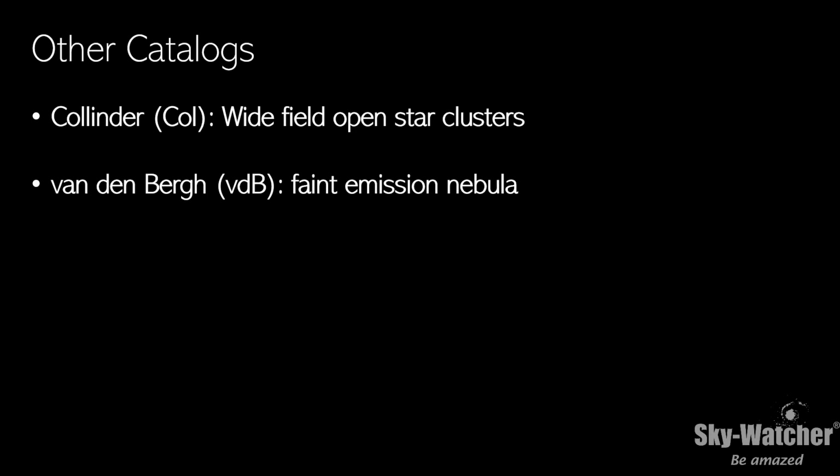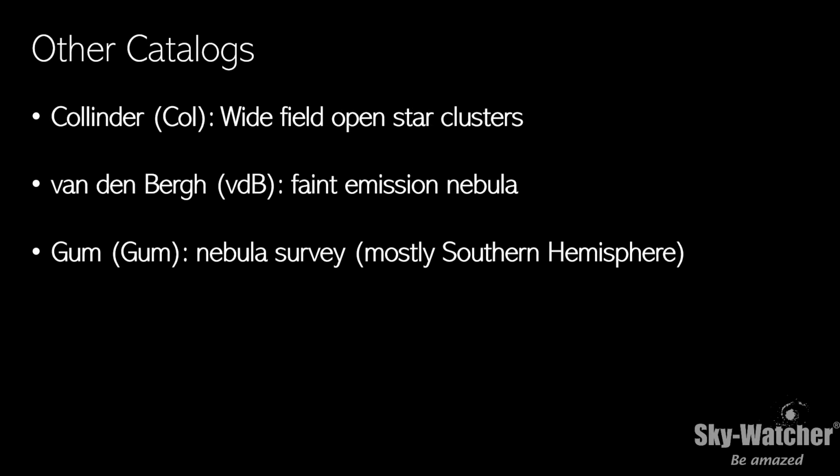You have the Vandenberg. These are really, really faint emission nebulas. These are really challenging, more in the photography world. If you're doing visual, you might be able to do it, but you'll have to kind of go object by object. The Gum nebulas. This is mostly southern hemisphere. It was a nebula survey, and there's a lot of really large nebulas in there. So definitely another set of nebulas to take a look at.